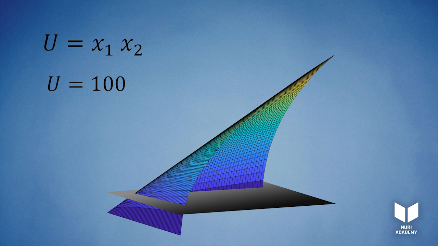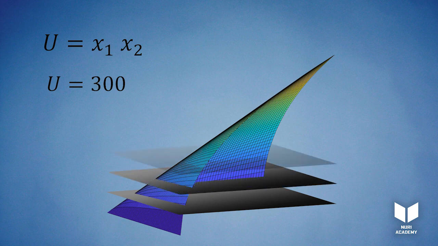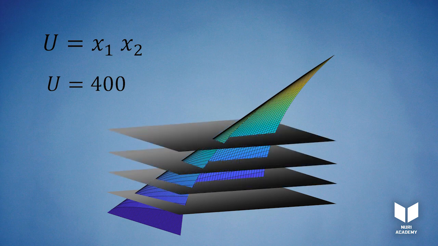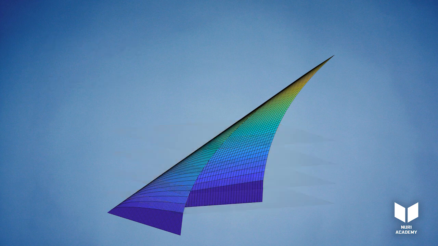All the points that raise the consumer's utility to, say, 200 form another indifference curve, 300, another, 400, another. An indifference curves graph is a two-dimensional image that shows multiple indifference curves of a utility function.